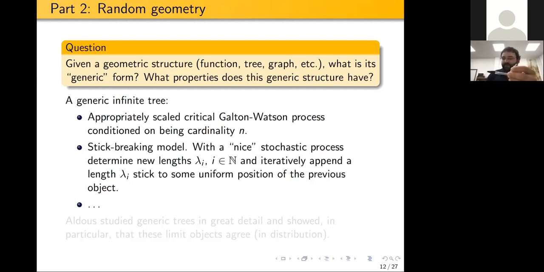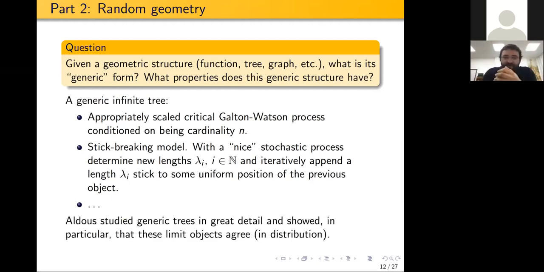And maybe you decided this is of this length, and then you uniformly decide where you'll stick it to this tree. And you build up a tree in this random fashion. There are many other ways, and Aldous studied these generic trees, and for these definitions and many others, he showed that they are actually the same limit object, at least in distribution, if you look at it from a nice perspective, like Gromov-Hausdorff distance within all compact spaces.